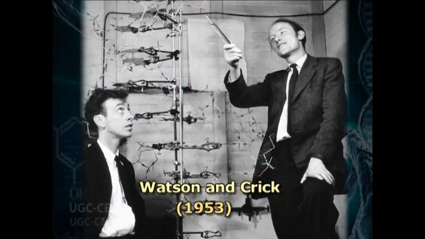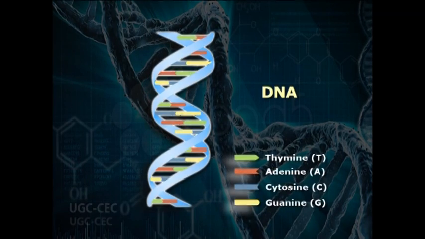Friends, let's have an introduction to methods used to study genes. In the year 1953, Watson and Crick published their double helical model of the DNA, a discovery that ushered in a revolution in biological research and technology.